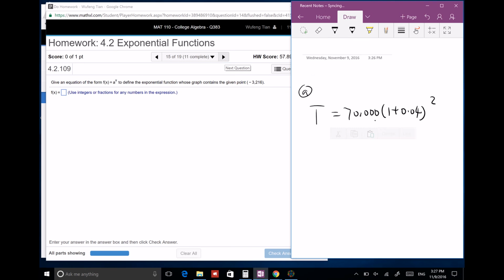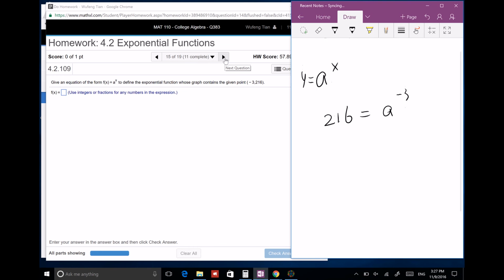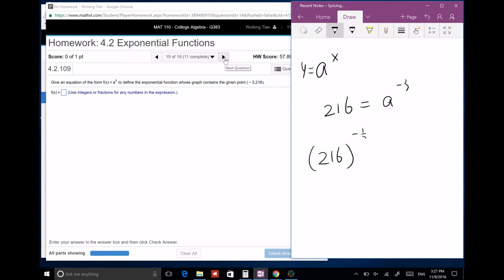Next one. Given an equation of the form a to the power x, define the exponential function where it contains the point -3, 216. So what you can do is 216 equals a to the -3. So I solve for a. How do I solve for a? You can do 216 to the -1/3 power equals a to the -3 raised to the -1/3 power.